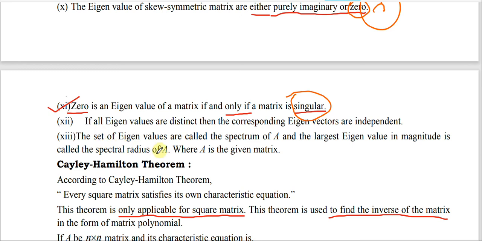The set of eigenvalues is called the spectrum of A, and the largest eigenvalue in magnitude is called the spectral radius of A, where A is a given matrix. I think we have covered all things.